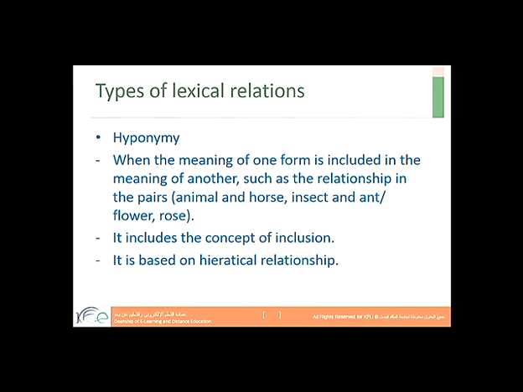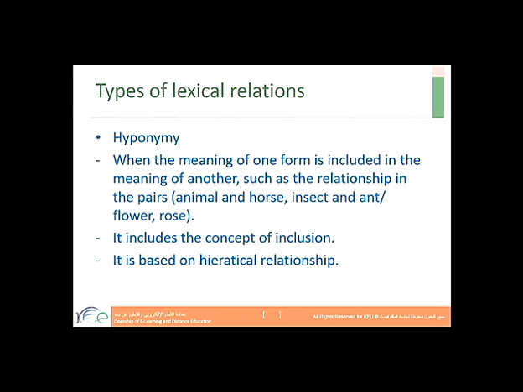The third type of lexical relations is known as hyponymy. When the meaning of one form is included in the meaning of another, such as the relationship in the pairs we have in animal and horse, insect and ant, flower and rose, this is known as hyponymy.